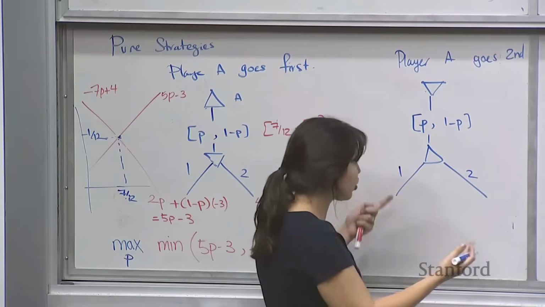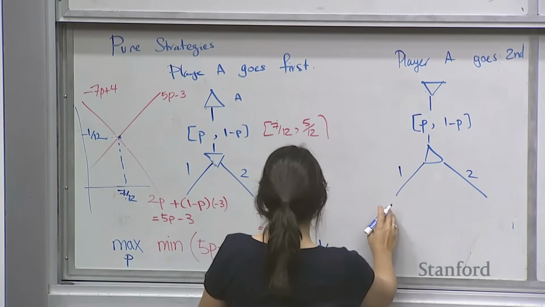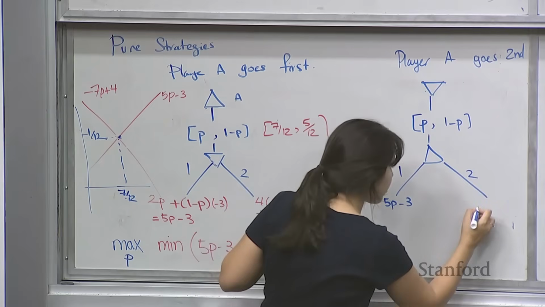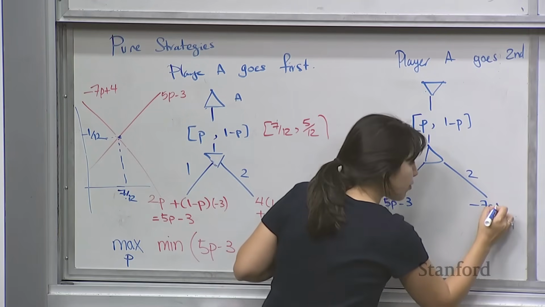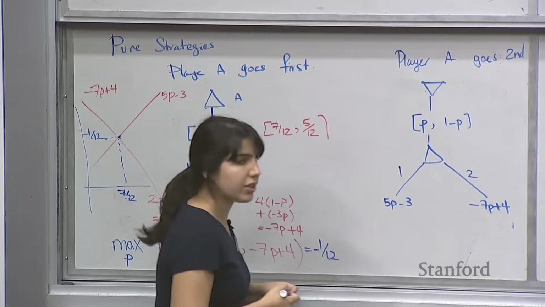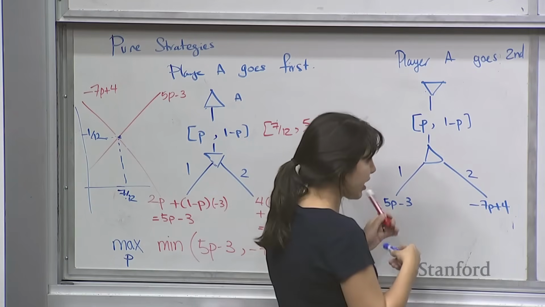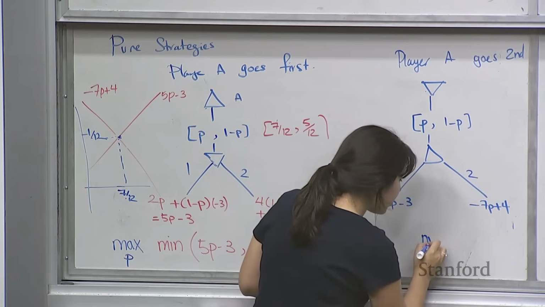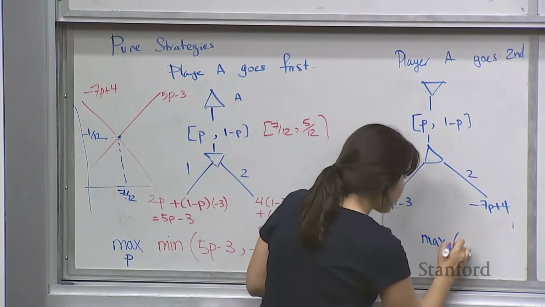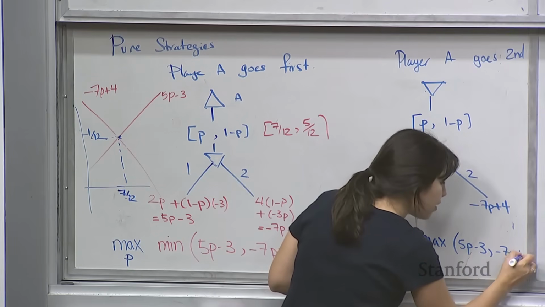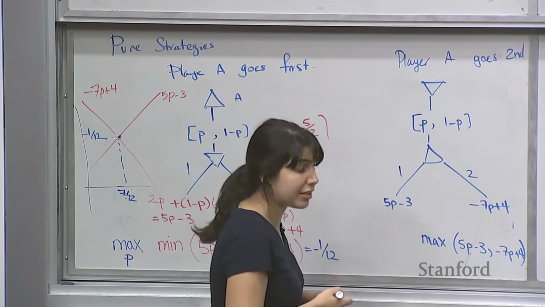A is deciding which one, but doesn't know yet. And the values here are going to be exactly the same as there. So they're 5p minus 3 and minus 7p plus 4. Okay? All right, so what's happening here? In this case, A is playing second. What A likes to do is maximize between 5p minus 3 and minus 7p plus 4. That's what A likes to do.